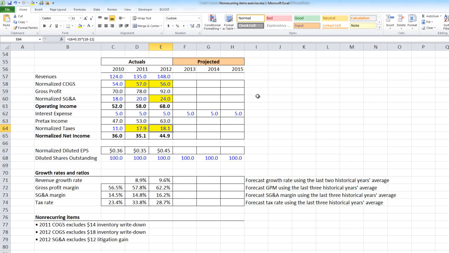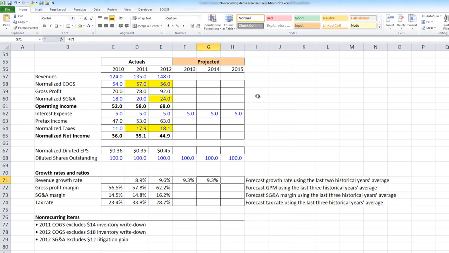So now that, of course, since taxes are a little bit higher for both years now that we've normalized them, it offsets the fact that normalized net income was a lot higher than it was on a GAAP basis. Now it's just a little bit higher than it was. And now we can build our forecasts. So we're going to forecast growth rate using the last 2 years historical average. So let's do that.